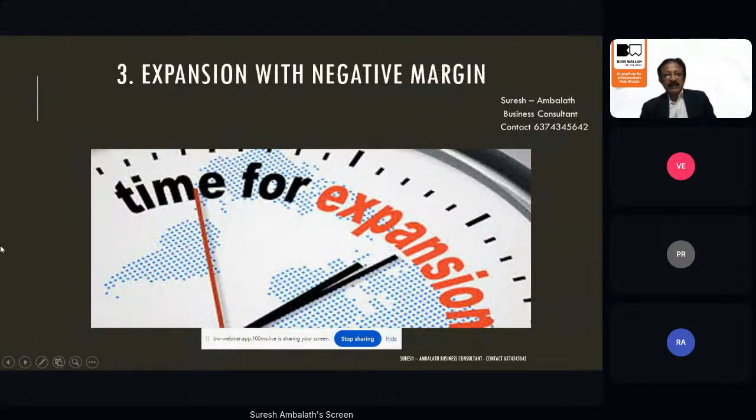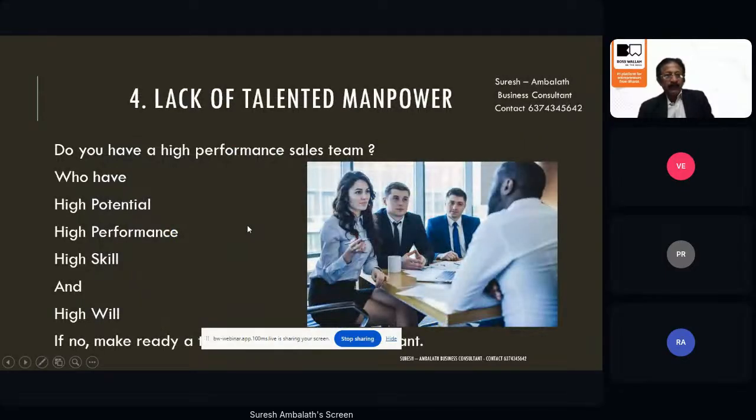This is, I told you, expansion with a negative margin. You don't have any margin, and if you do expansion, what will happen? So the fourth point is lack of talented manpower.